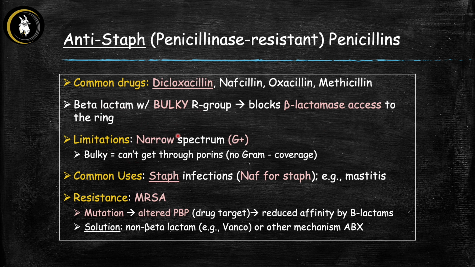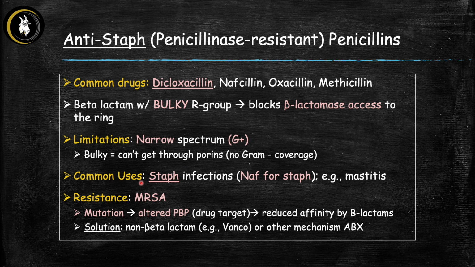The main limitation of these drugs is that they have a very narrow spectrum. They only work against gram-positives, and that's because this bulky R group that we talked about is too big to get through the porins, therefore it can't get to the cell wall of gram-negative bacteria, and therefore it has no gram-negative coverage.